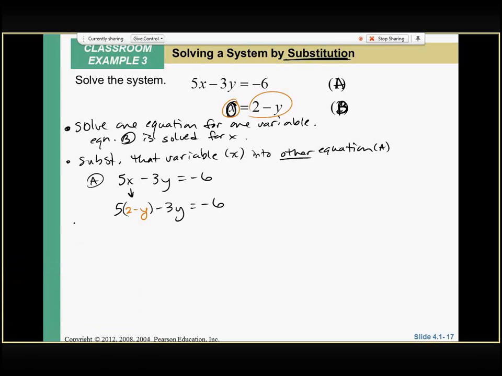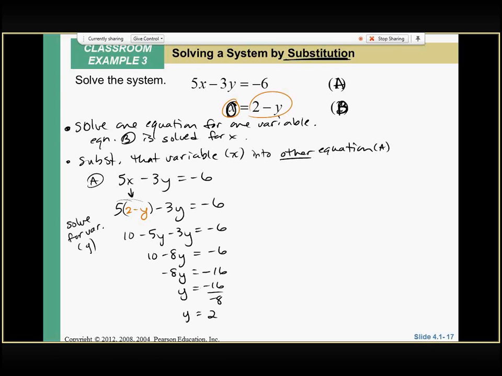And then what I do is I solve for the variable. And in this case, it's y. So I'm going to distribute my 5. So I get 10 minus 5y minus 3y equals negative 6. 10 minus 8y is equal to negative 6. Subtract 10. Negative 8y is equal to negative 16. Divide both sides by negative 8. And y is equal to 2.